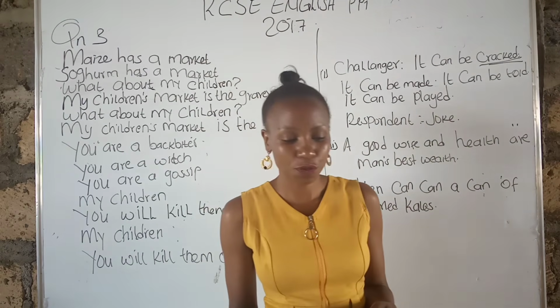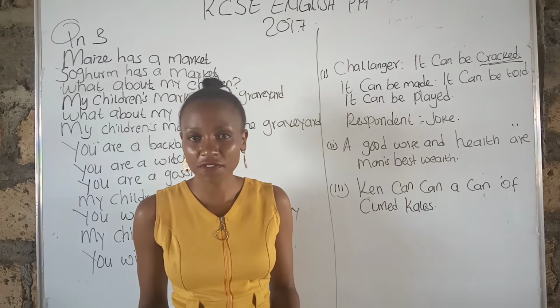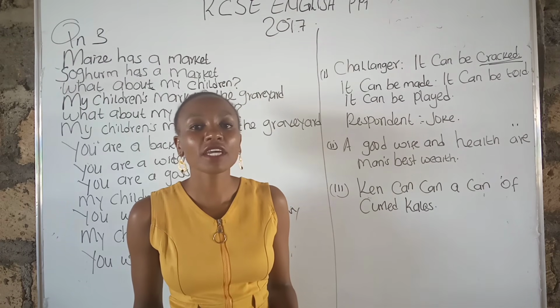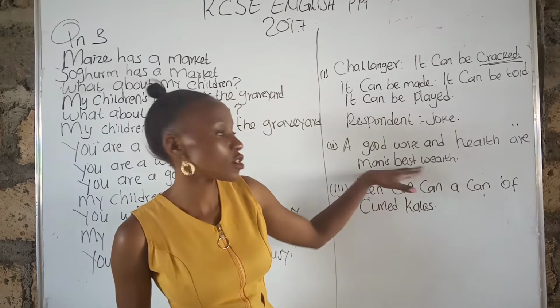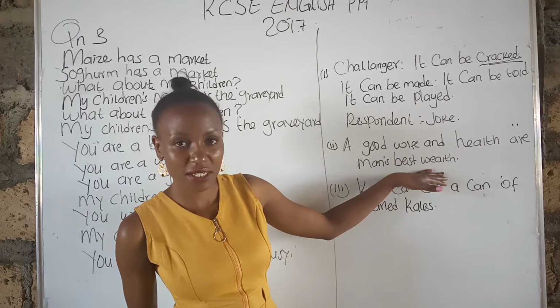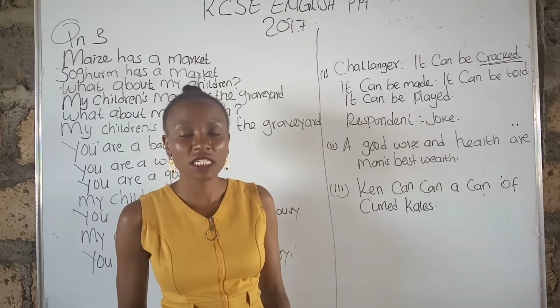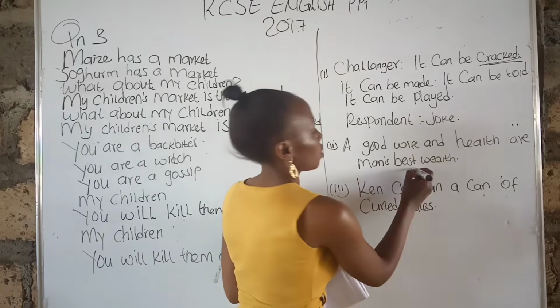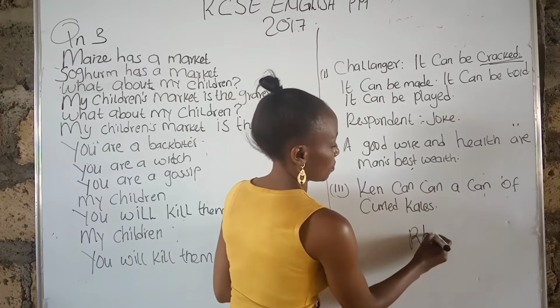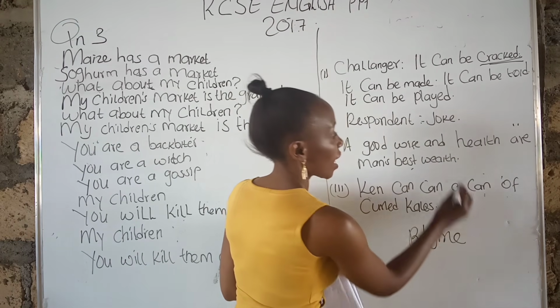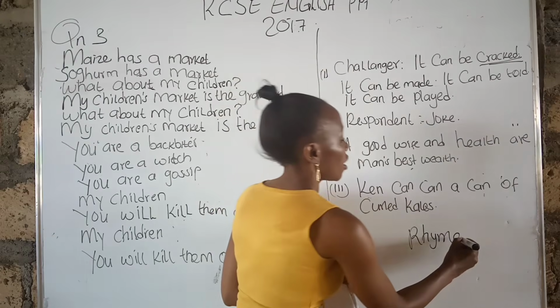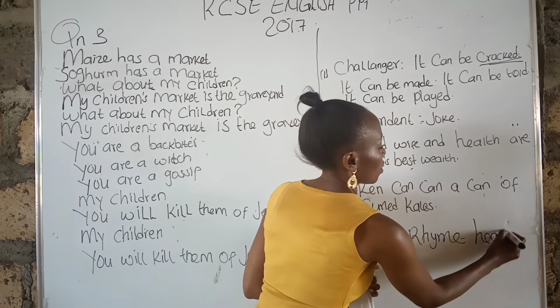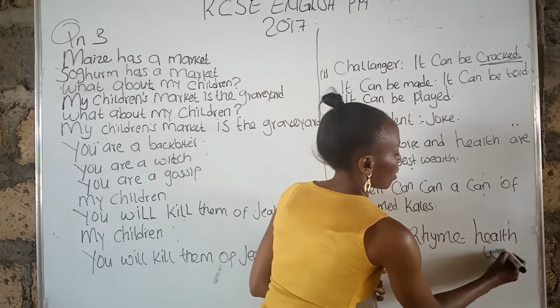And number 2, a good wife and health are a man's best wealth. So the feature that we have in here is rhyme. We have rhyme, and the words that are rhyming are "health" and "wealth."